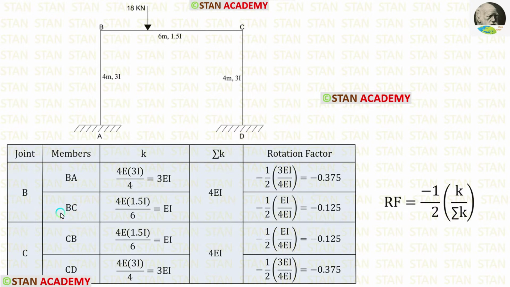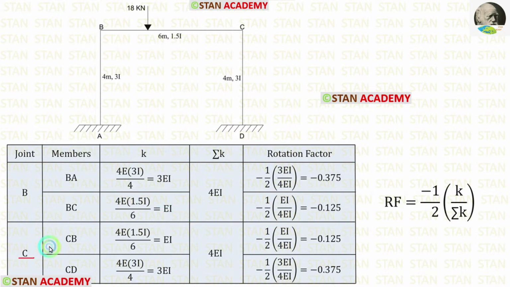Now let us find the stiffness for BC. For that, from the joint B, we have to look at the point C. The point C is continuous. If the far end is continuous, the formula for the stiffness is 4EI upon L. Length of BC is 6. Let us apply that. The moment of inertia for BC is 1.5I. So instead of I, we have to apply 1.5I. Finally, for the stiffness of BC, we are getting EI.